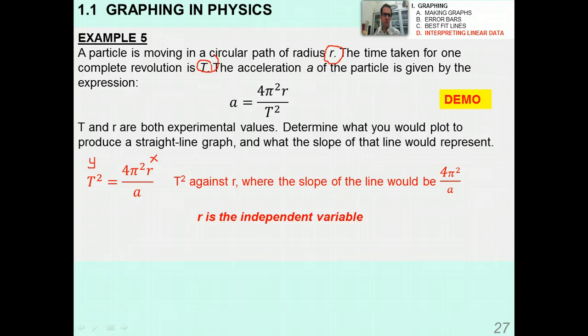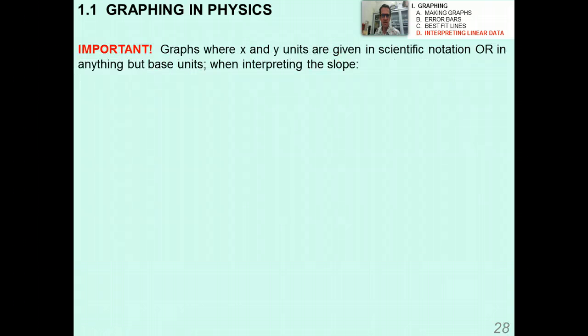In this case, we don't have to deal with any square roots or anything. If we took the square root of T squared, we would get T, but then we'd end up with root r, which is not really necessary. So r is the independent variable.